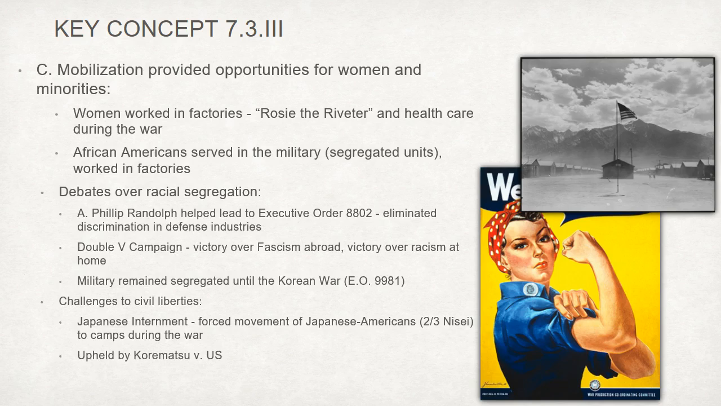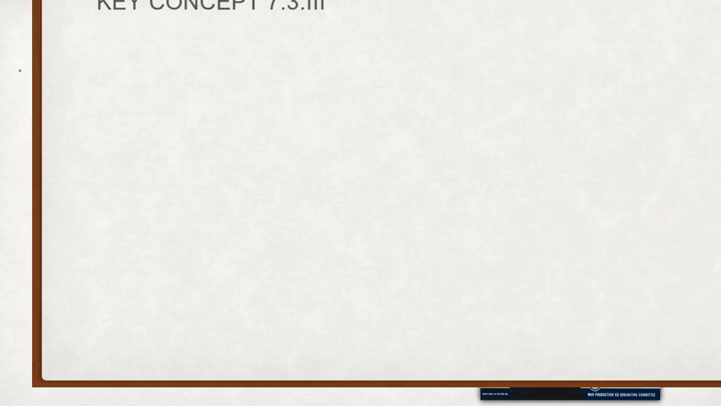This is actually challenged in the Supreme Court, and it is upheld in a court case known as Korematsu v. United States. We'll take a look at this in class. The Supreme Court held that at times of war, civil liberties are, to an extent, a luxury. A huge court case, which we'll take a look at in class.